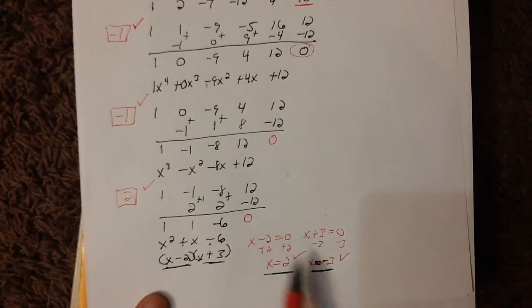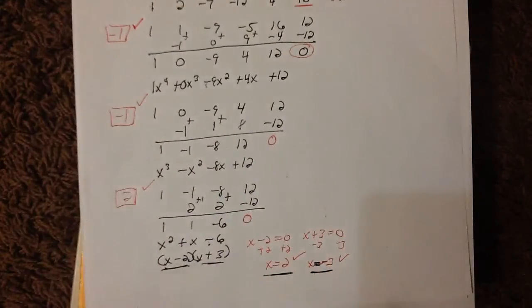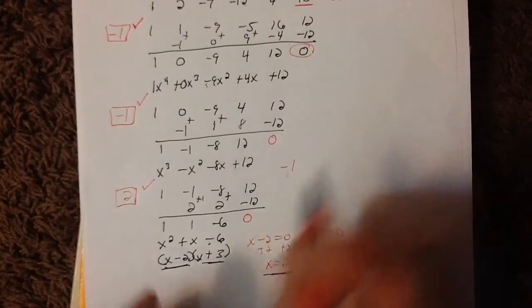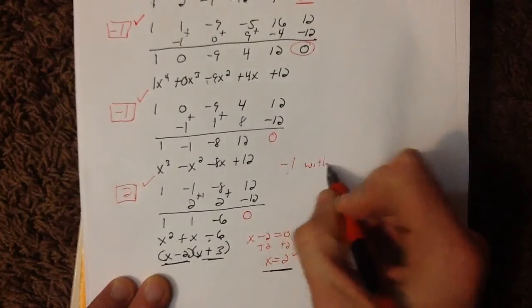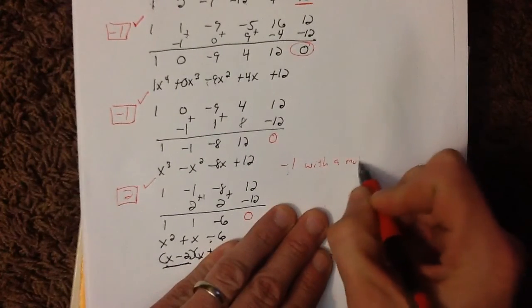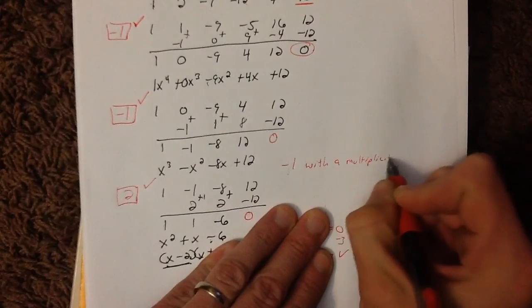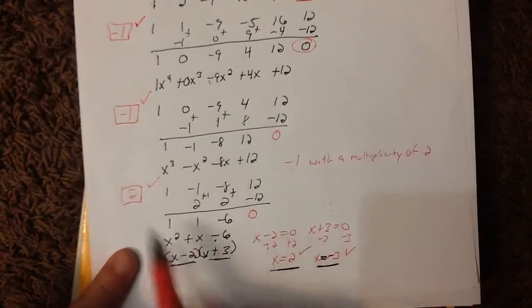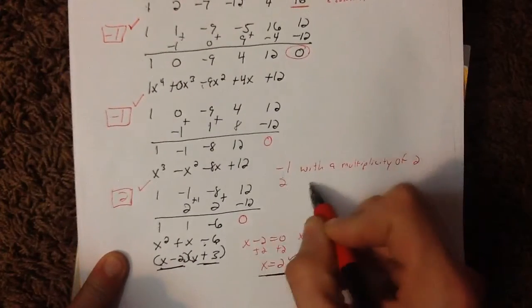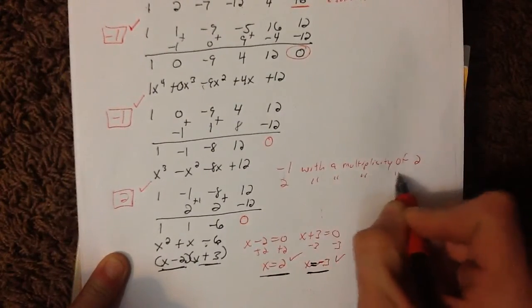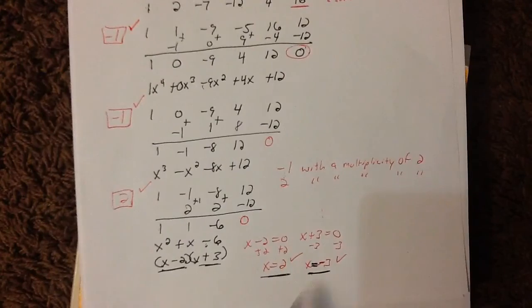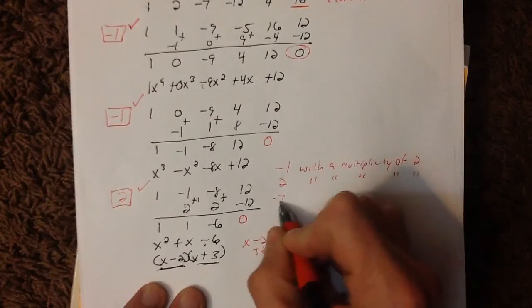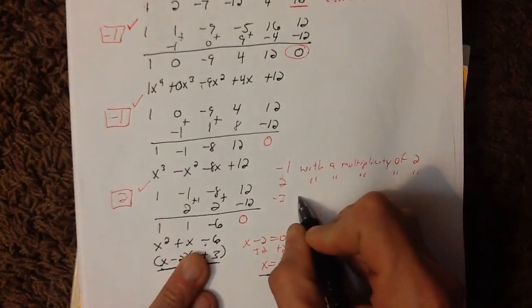So what I have is some multiplicity. The number negative 1 shows up 2 times. So I can say negative 1 with a multiplicity of 2. 2 does the same thing. It shows up twice. Positive 2 with a multiplicity of 2. And then the number negative 3 showed up only once. So this one has a multiplicity of 1.